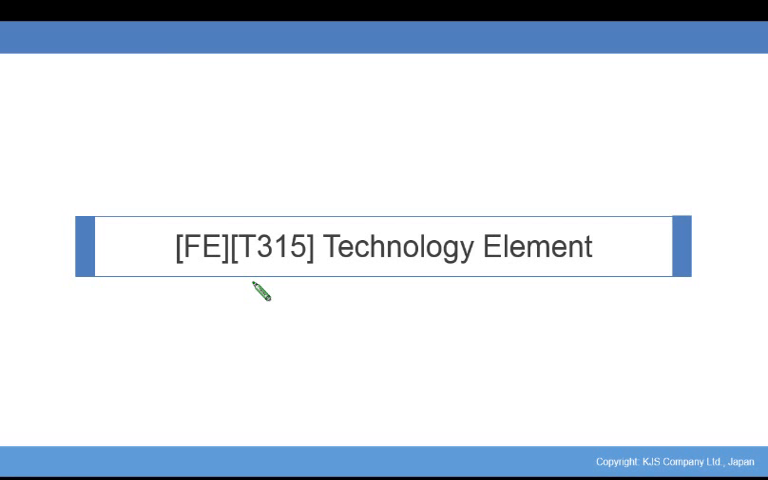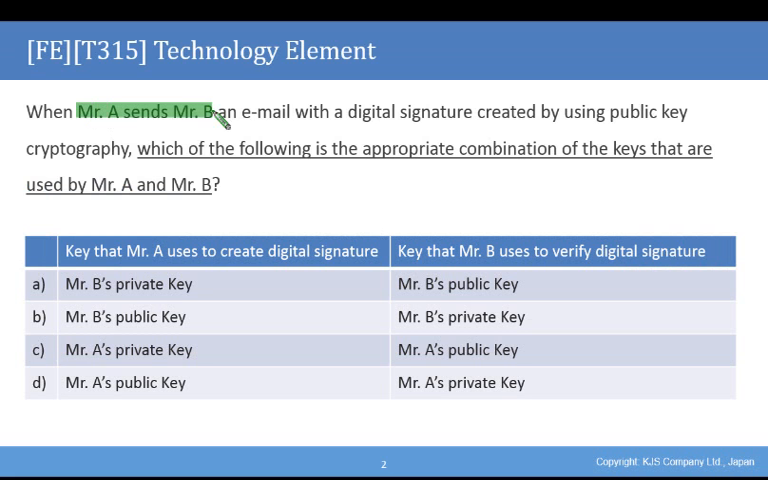FET315 technology element. When Mr. A sends Mr. B an email with a digital signature created by using public key cryptography, which of the following is the appropriate combination of the keys that are used by Mr. A and Mr. B? So here we have two different keys.